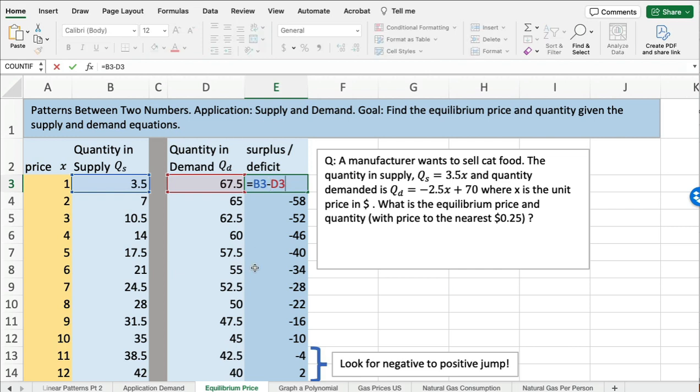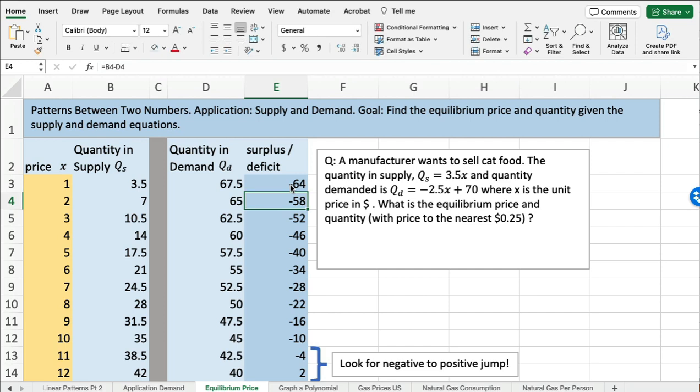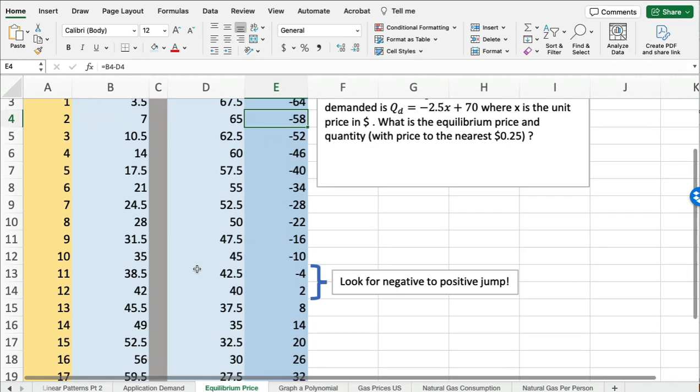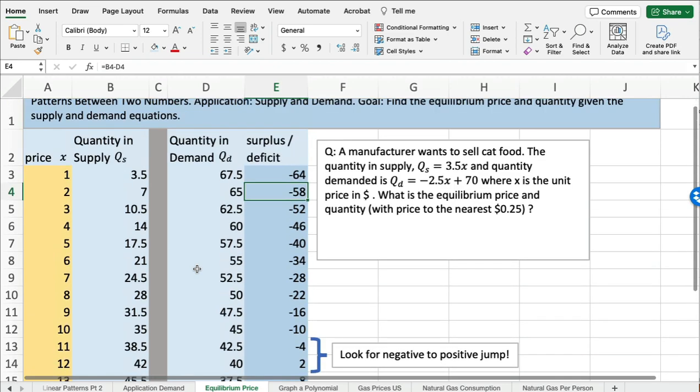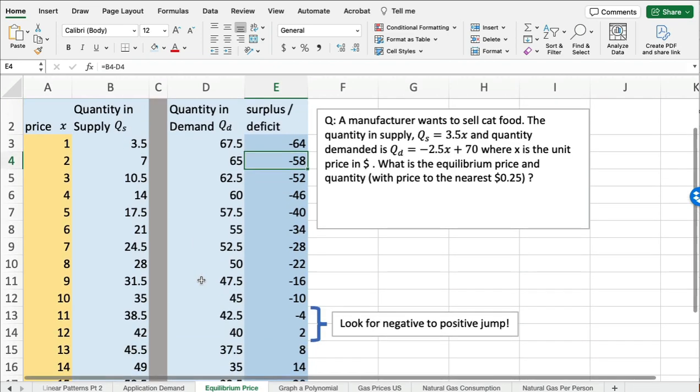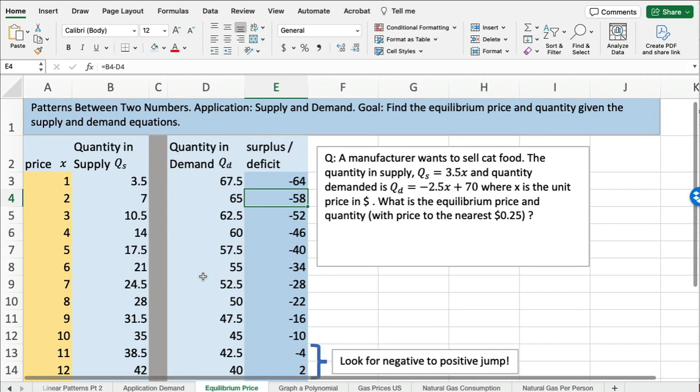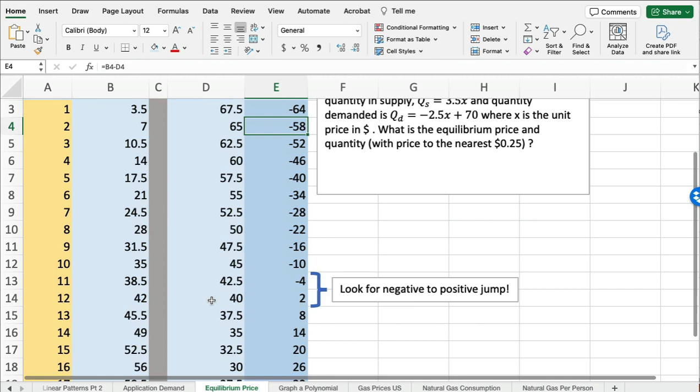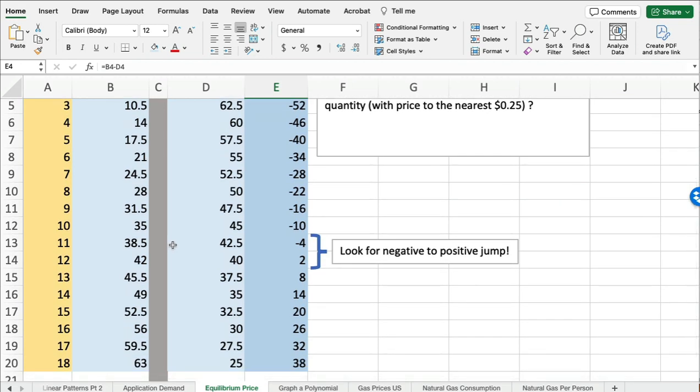Now, for the surplus/deficit, we're going to be subtracting. So that's equals B3, which is the quantity supplied, minus D3 in my case, which is our quantity demanded. That's going to tell us the over/under, basically. You either have too much in demand or you have too much in supply. So equilibrium is looking for that sweet spot right in the middle, where supply and demand are as close to the same as possible, which means when you subtract them, we want to get 0.